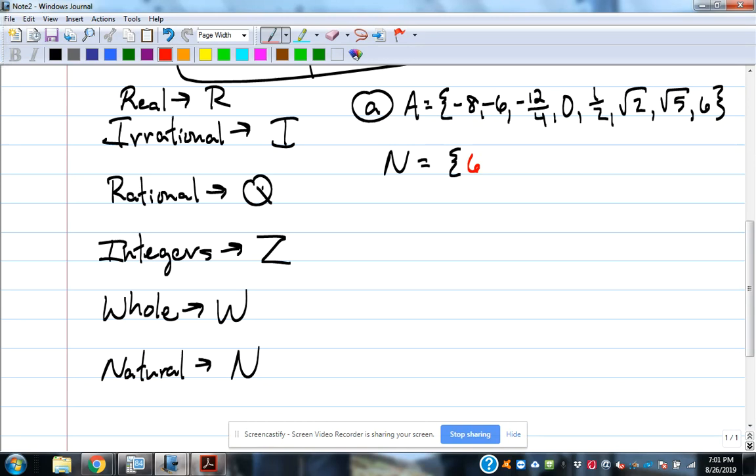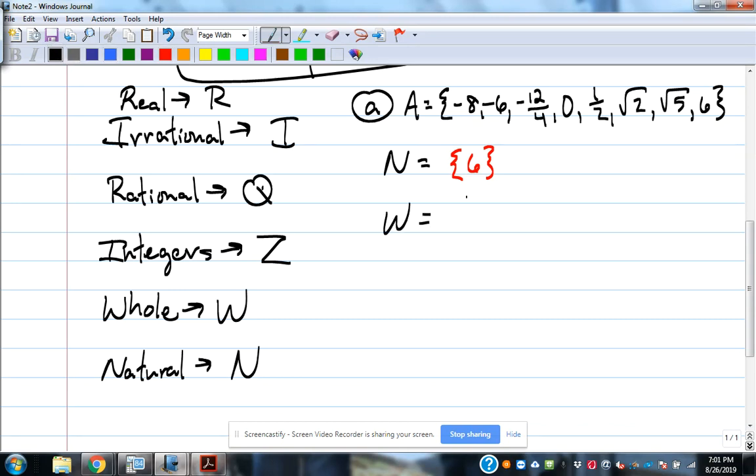0 is a whole number, so that doesn't count. 1/2's a fraction. That can't be it. Square root of 2, that's not it. Square root of 5, that can't be it. So 6 is the only thing. So our natural number set is the number 6. That's the only thing in there. Good to know. Let's do the whole numbers.